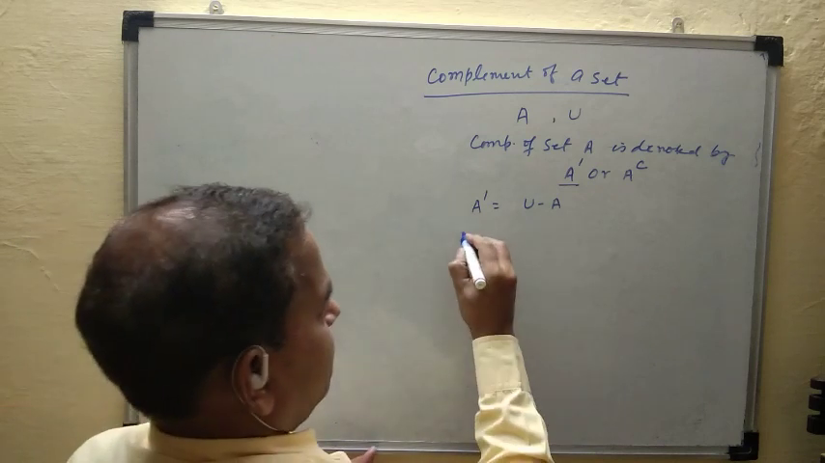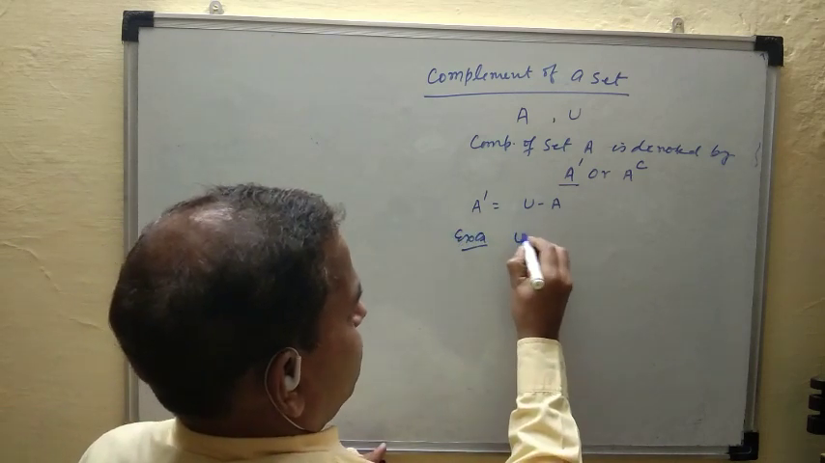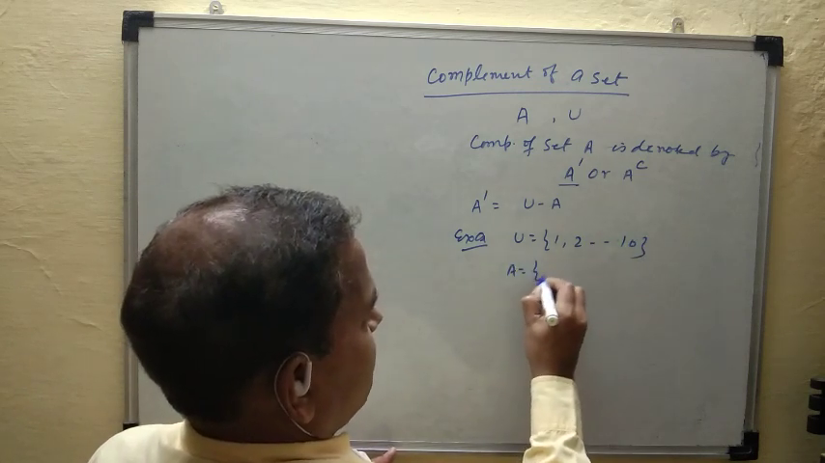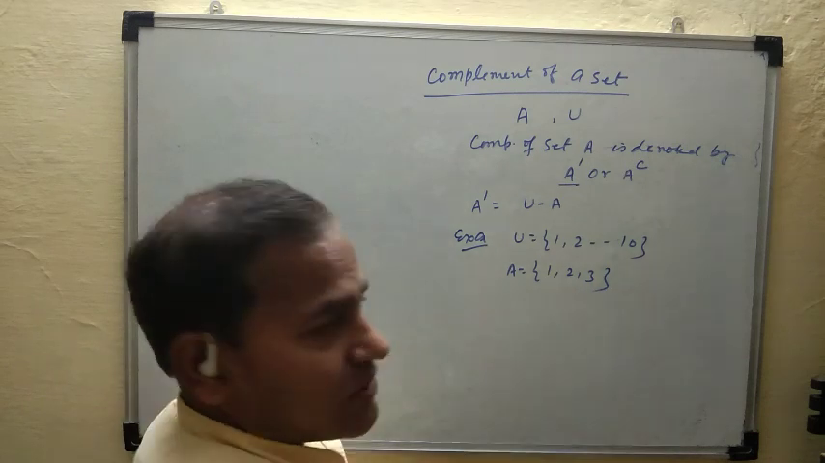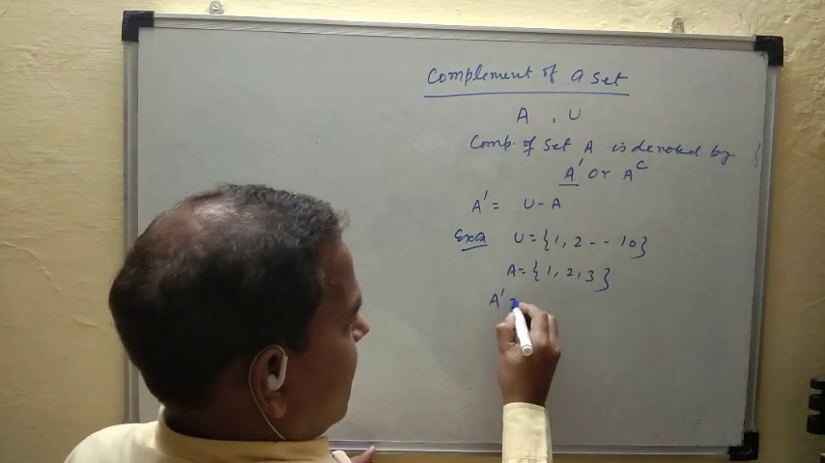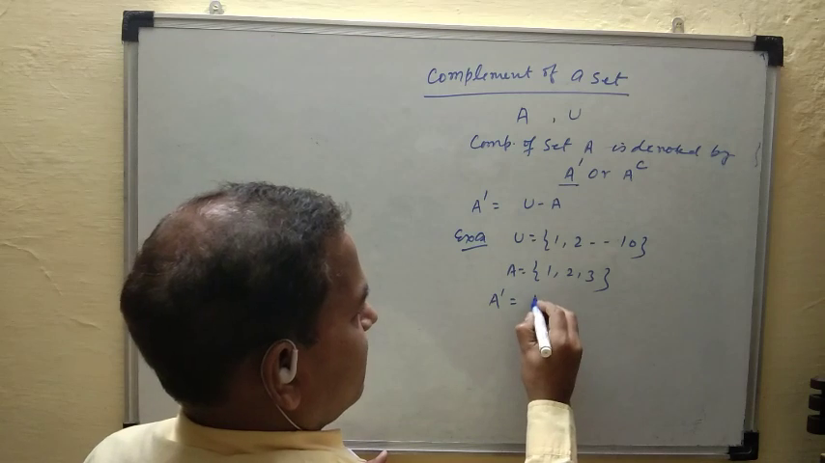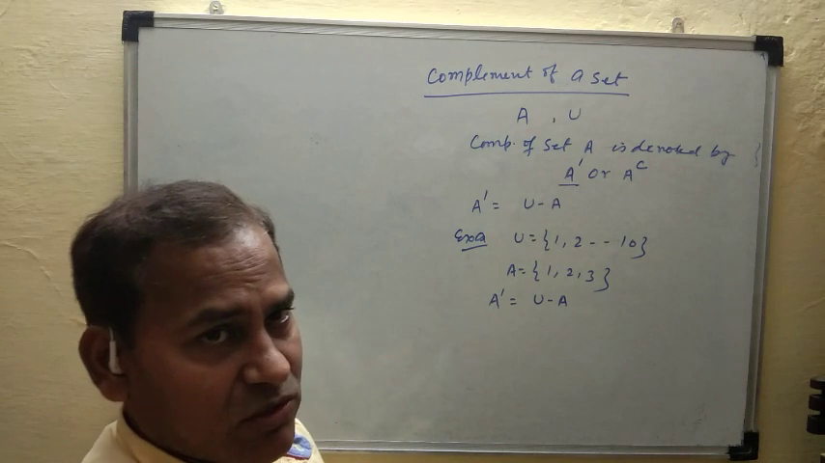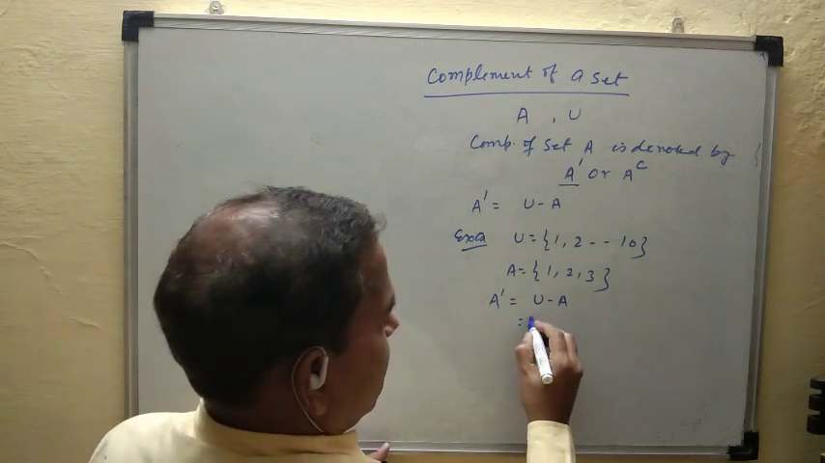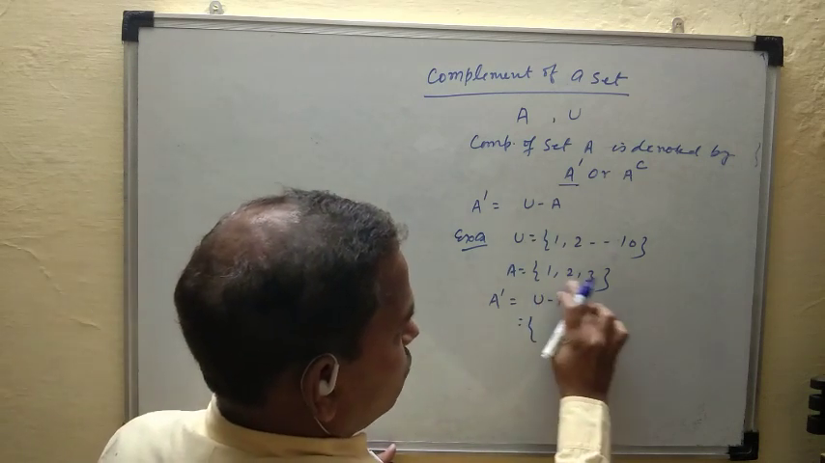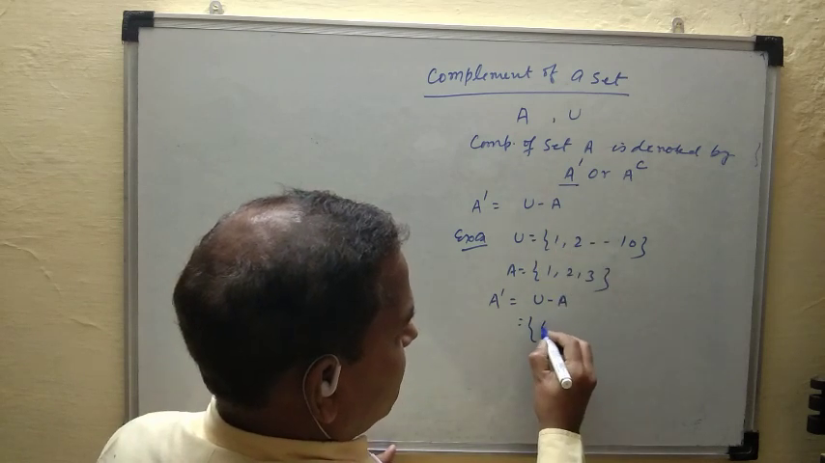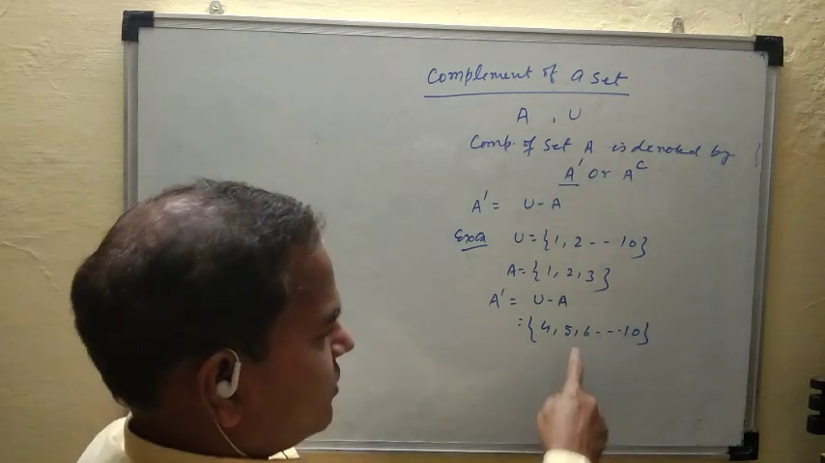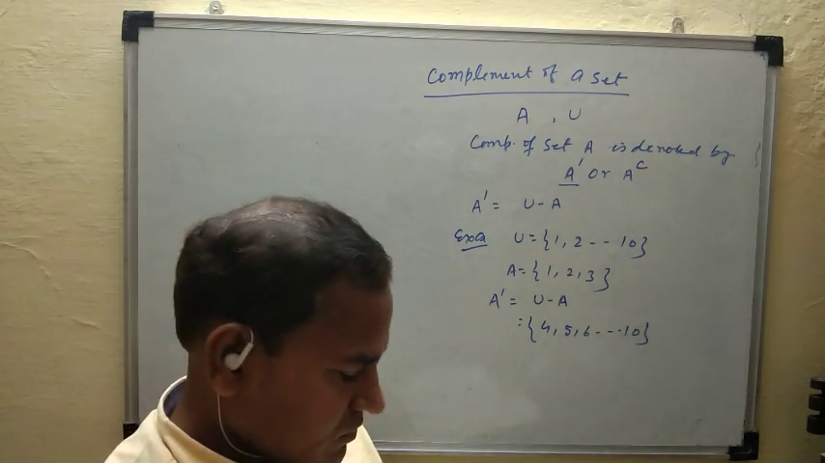For example, suppose the universal set is given as 1, 2, and so on up to 10, and set A is given as 1, 2, 3. So A dash is equal to, by definition, U minus A. If you subtract the elements of A from U, the remaining elements are 4, 5, 6, and so on up to 10. So this is the complement of A.